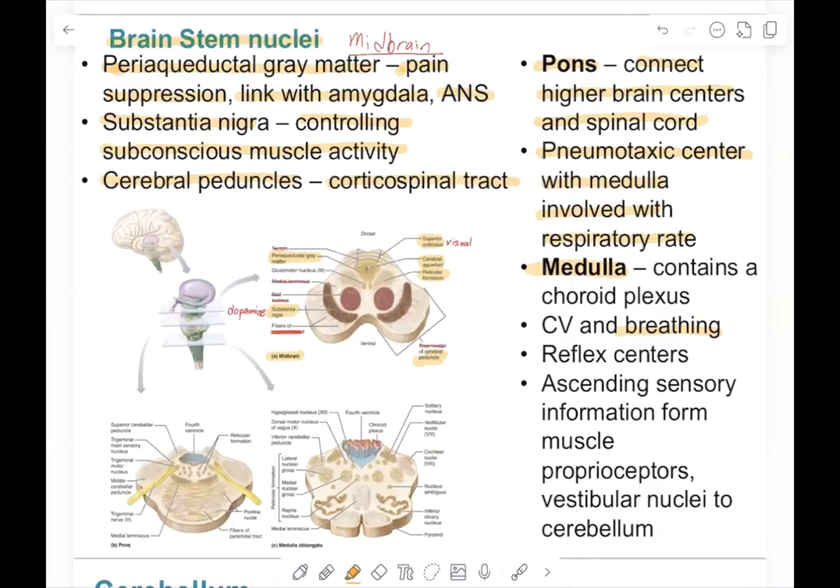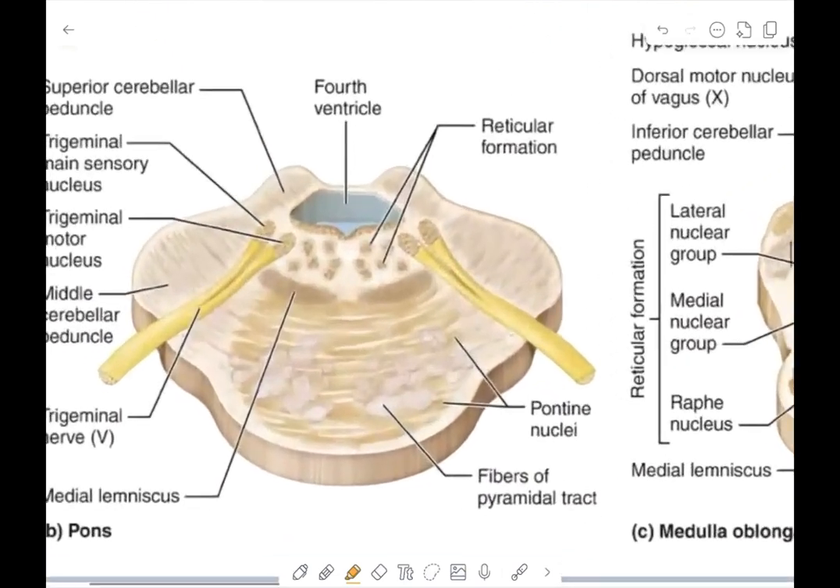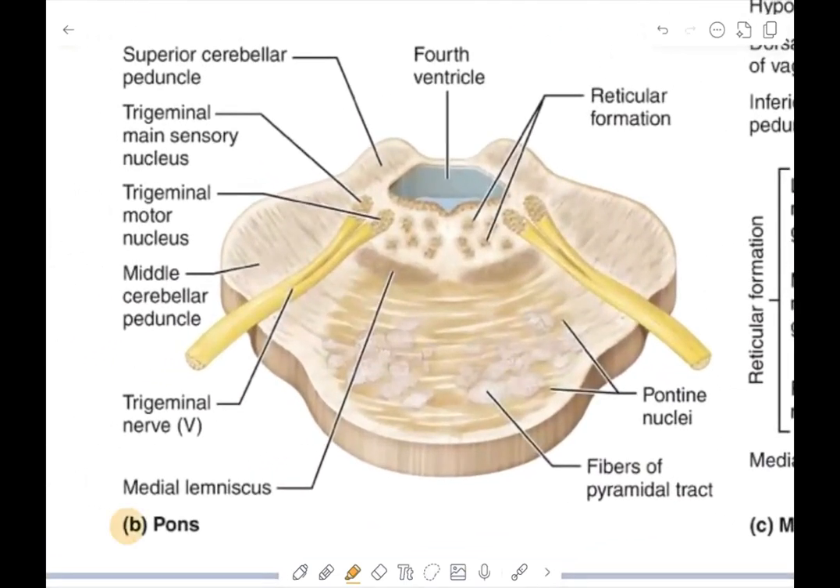So we're going to take a look at the pons over here. In the pons, we can see, again, the peduncle with the corticospinal tract, another peduncle with the corticospinal tract, the fourth ventricle, which, as you recall, has cerebrospinal fluid, and the reticular formation, which is responsible for filtering out all kinds of extra stuff. Again, you don't have to know pyramidal tract and other pontine nuclei that I have not mentioned.